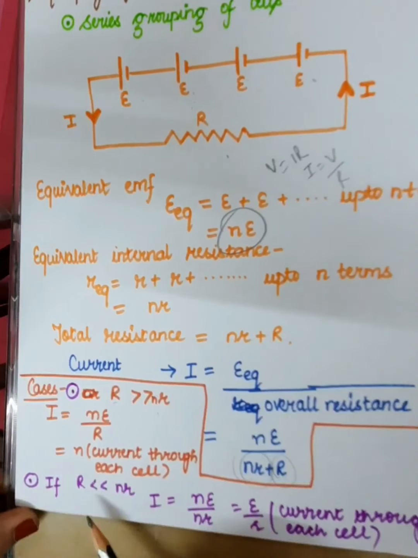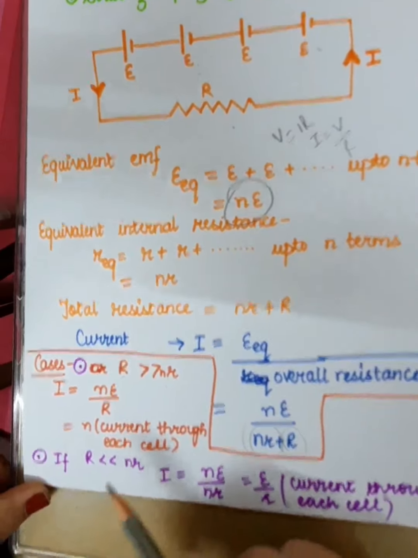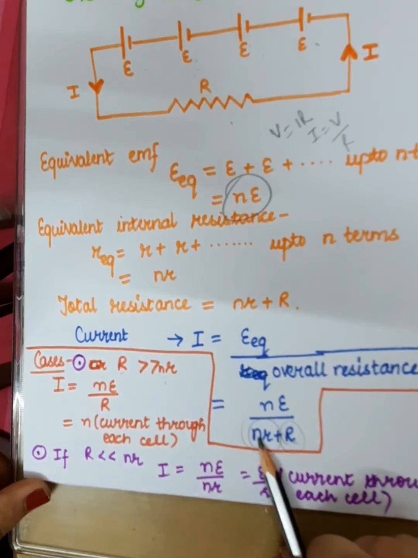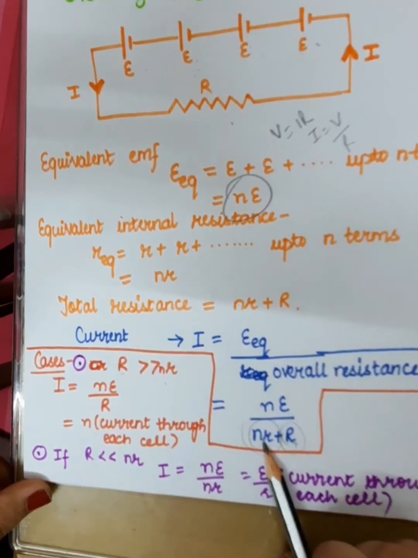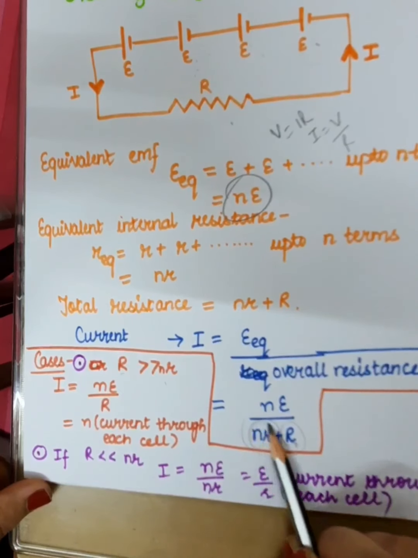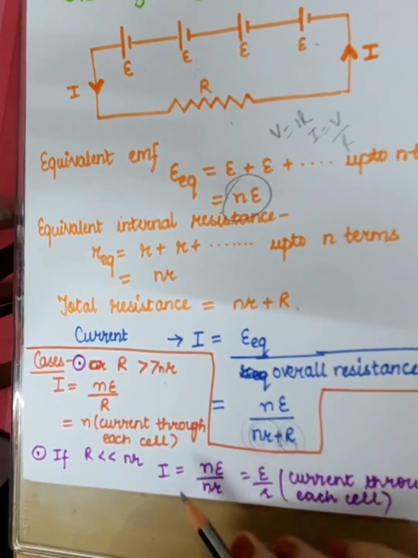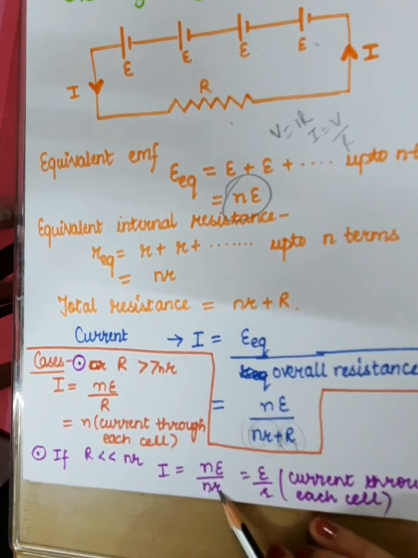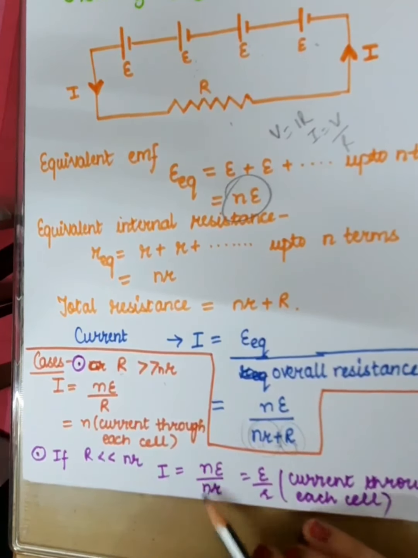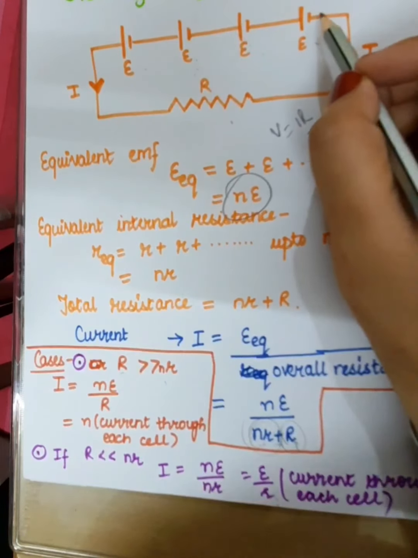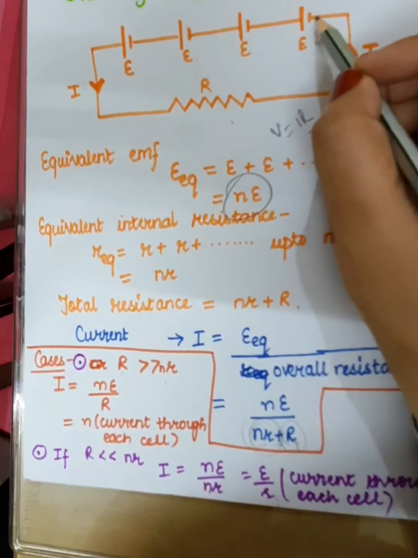After that there is case number two, which says that if this R is much less than nr, then this R can be ignored in comparison to nr. So small nr will remain here and capital R can be ignored. So I will be equal to nE upon nr, and n cancels. So you are left with E by small r. Now E is the EMF of one cell and small r is the internal resistance of one cell. So in that case, E by r will be the current flowing through each cell.